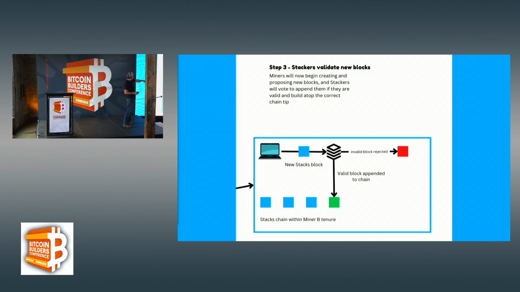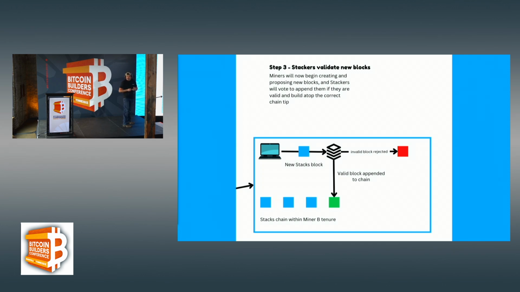So we've got the miner here represented by the computer, stackers represented by that little data stack icon. What's going to happen is miners are going to send new Stacks blocks to the stackers, and they are going to check and see whether it's valid based on the protocol rules. And if it is, they're going to append it to the chain, and if it's not, they're going to reject it.